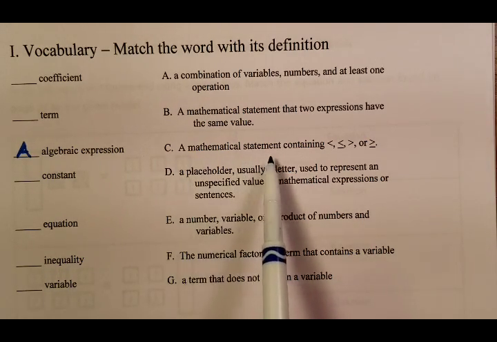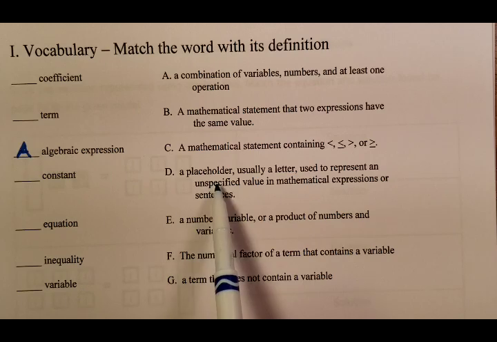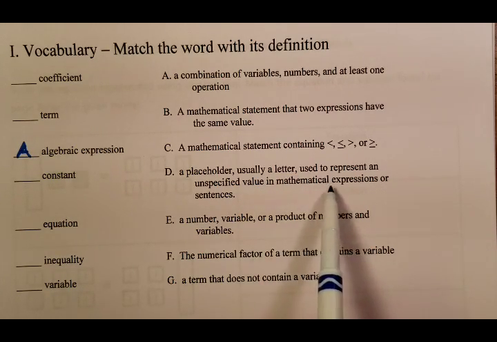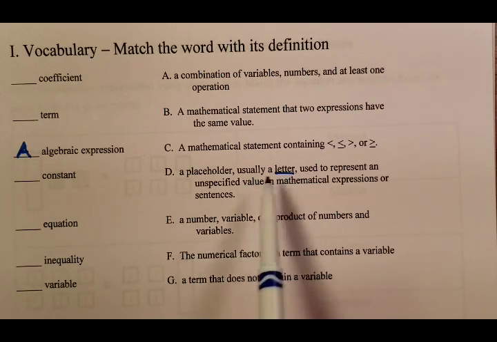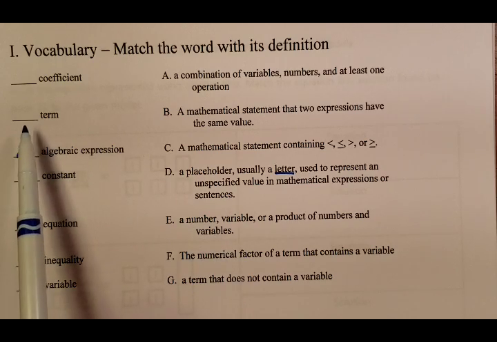C, a mathematical statement with an inequality sign, so this would be here on inequality. D, a placeholder, usually a letter, used to represent an unspecified value in a mathematical expression, so it's a letter being used as a number, so it's down here on variable. E, a number, variable, or product of numbers and variables. So that can be up here, term.